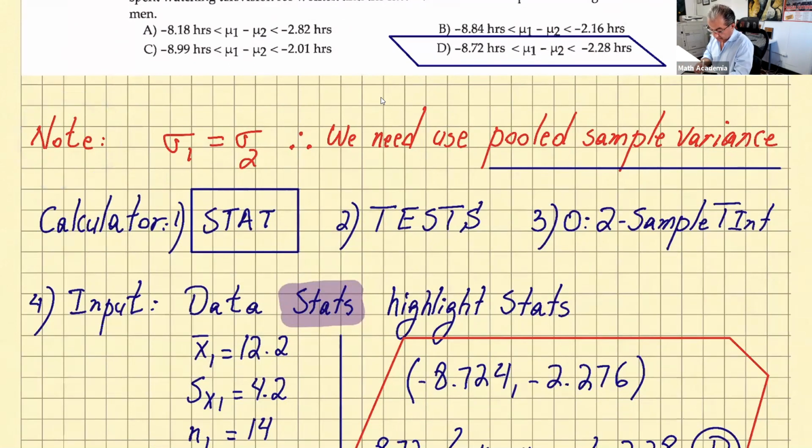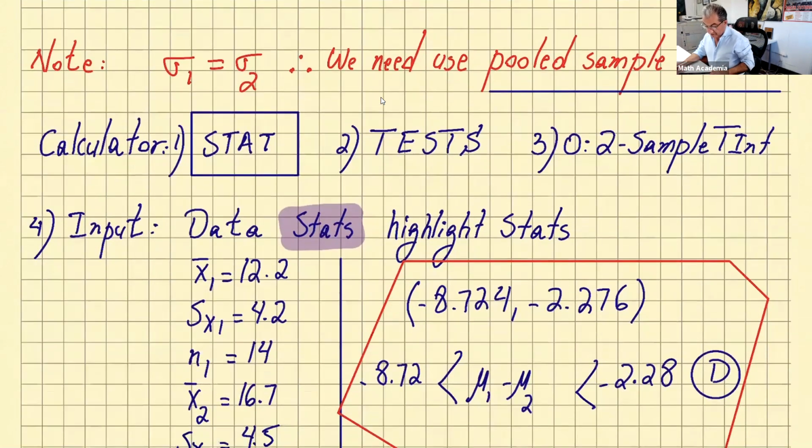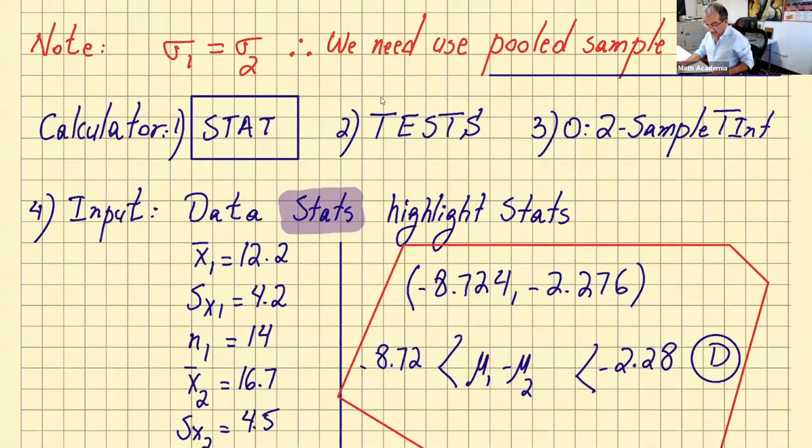Important note here, mu1 equals to sigma 1 equals to sigma 2 because the problem mentions it. So we need the pooled sample variance. The formula I have given to you is pretty long, so it's much better to use our calculator here.